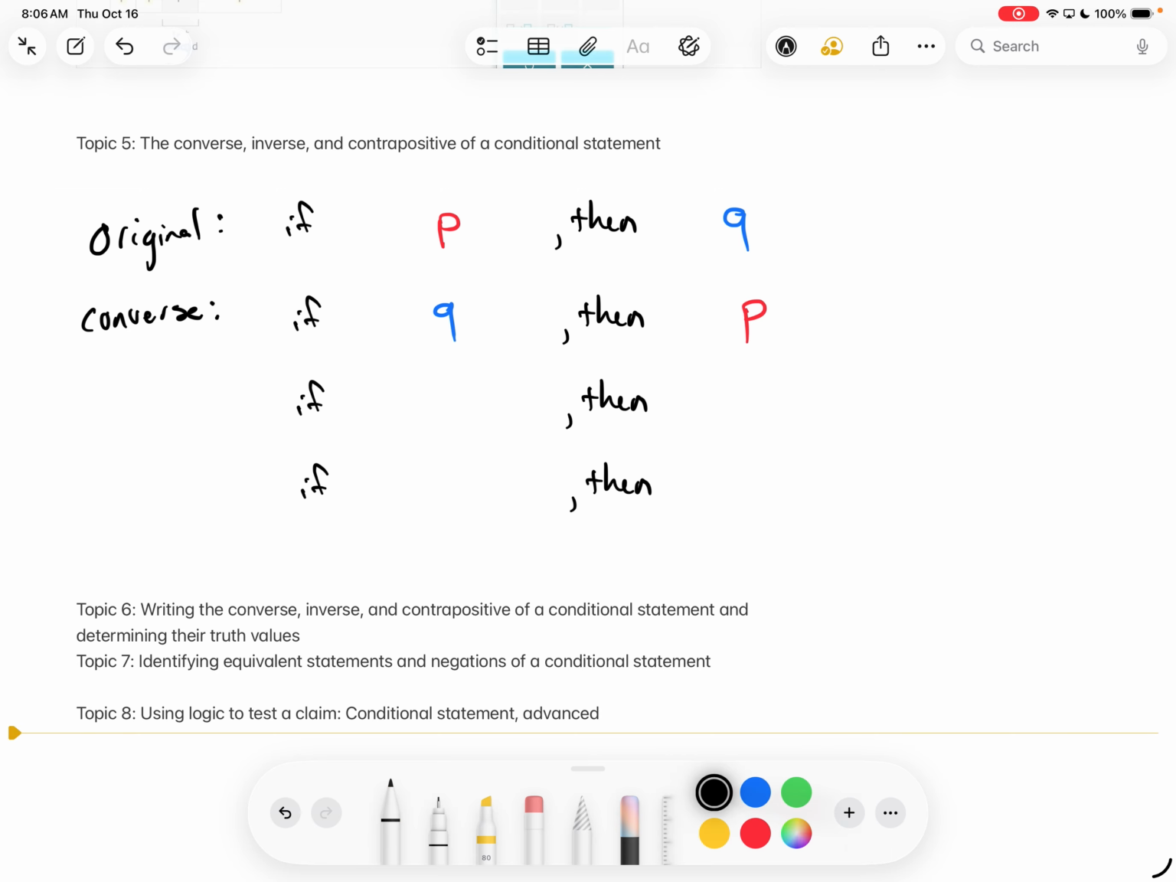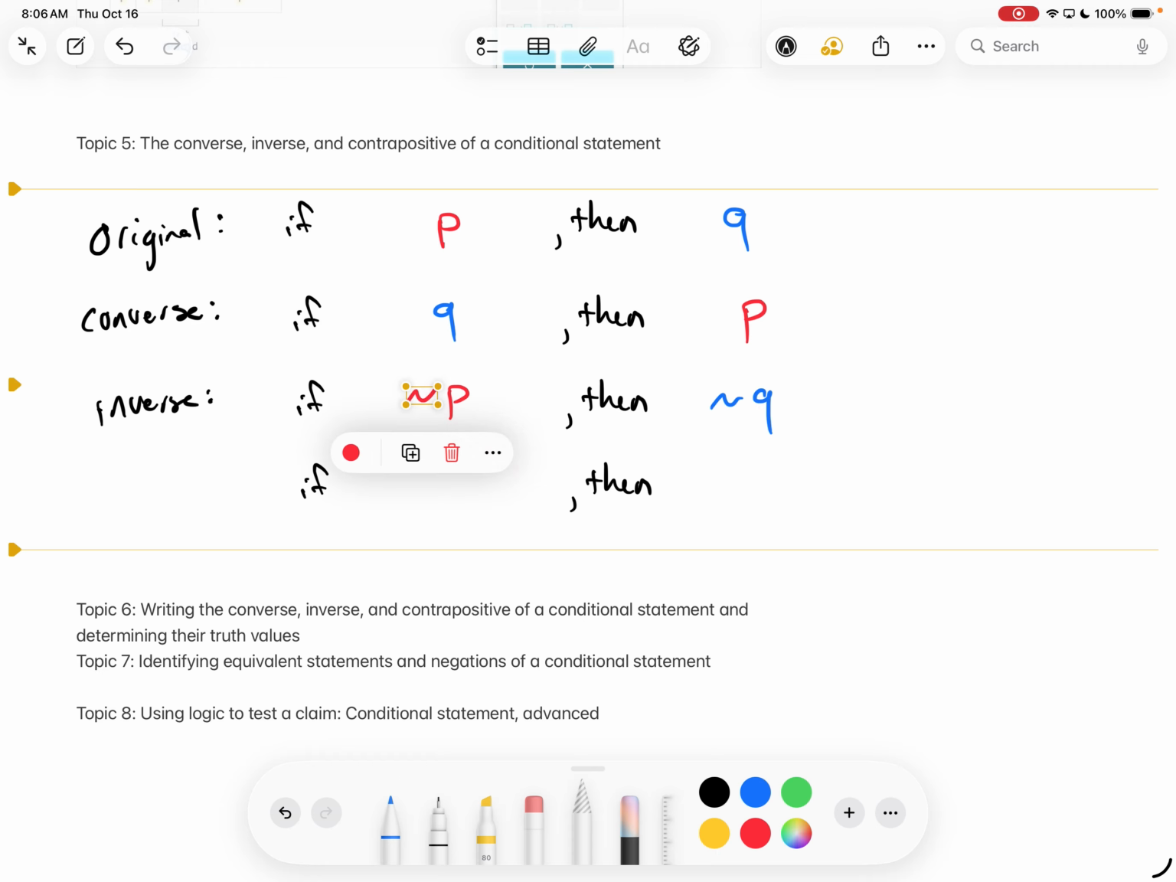The inverse, you always go back to the original. So back to the original is P and Q. It's going to be not P and not Q. Okay? It's going to be not P and not Q. So it puts a not in there. If the stoplight is not red, then you must not stop.